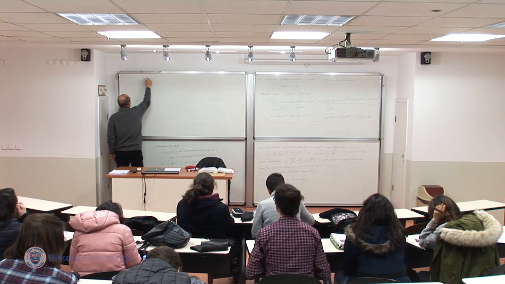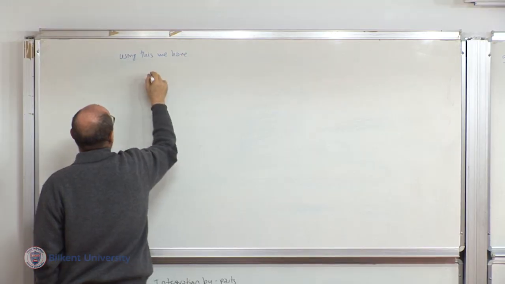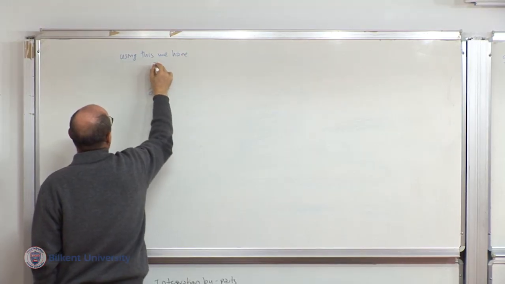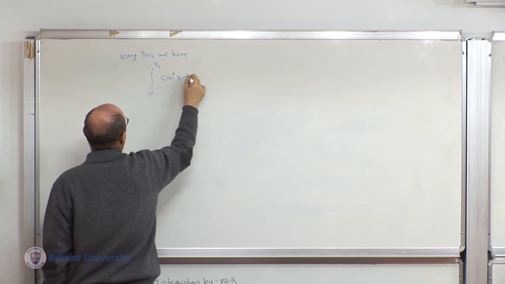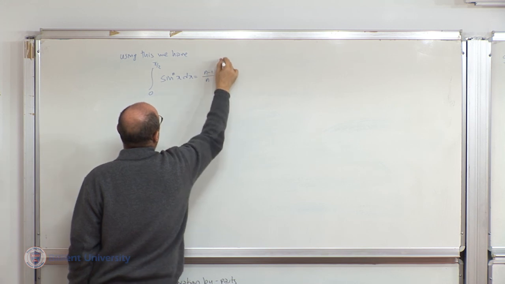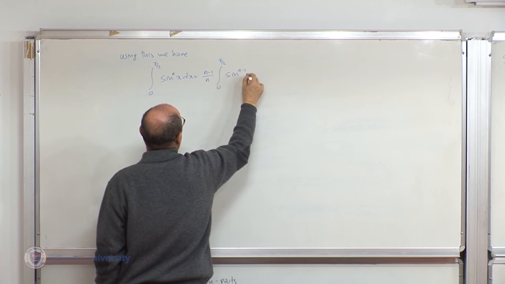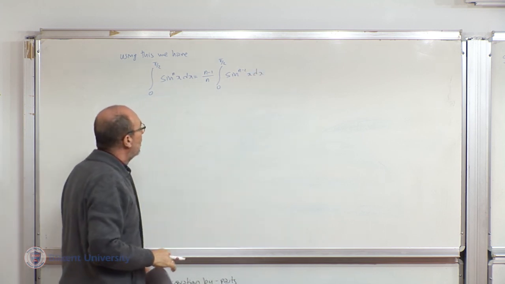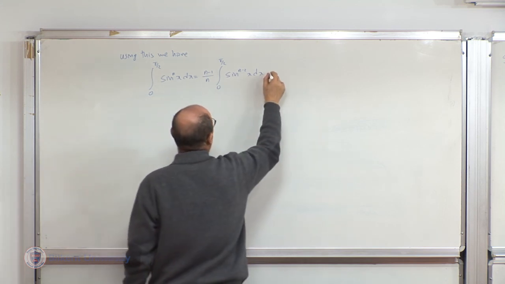Using this, we have the integral from 0 to pi over 2 of sine to the power n x dx is equal to n minus 1 over n times the integral from 0 to pi over 2 of sine to the n minus 2 x dx. Okay, so now I can keep going. Let's go one more step.